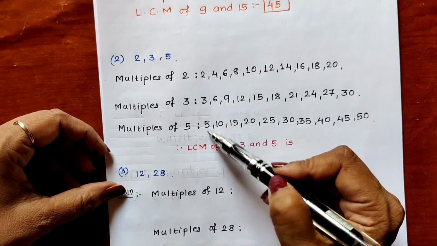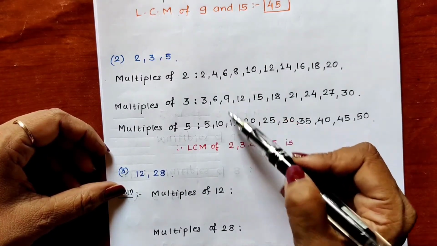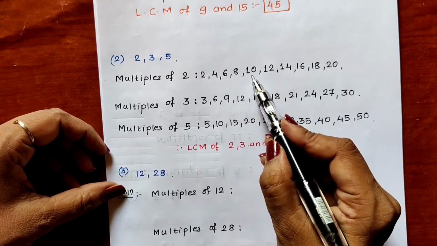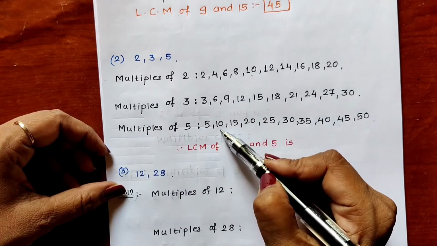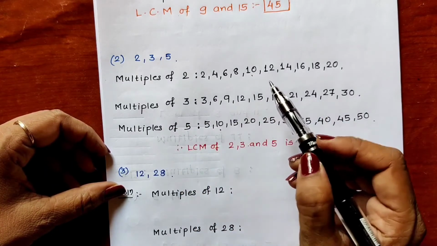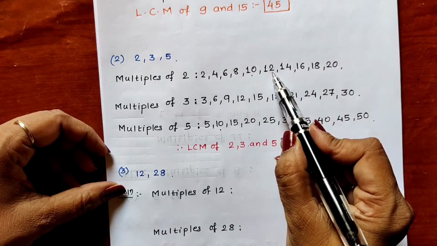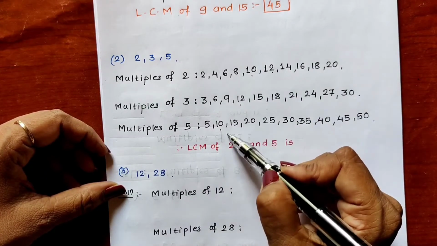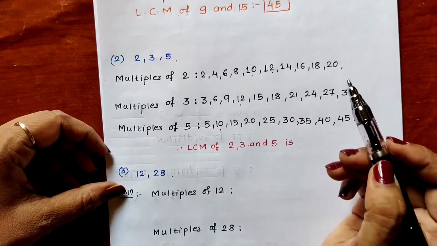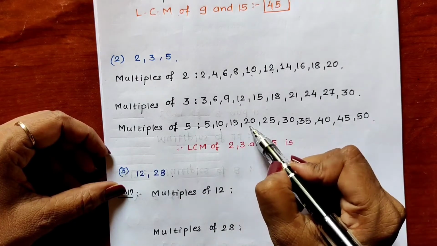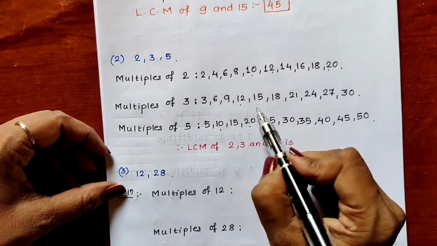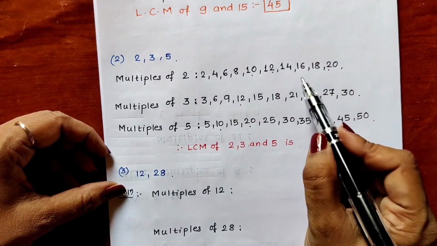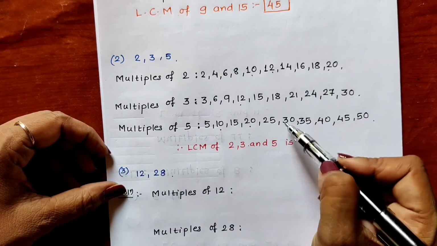Check 2, 4, no. 10 is there in 2, 10 is there in 5, but 10 is not there in the multiples of 3. 12 is there in 2, 12 is there in 3, but 12 is not there in the multiple of 5. 20 is there in 5, 20 is there in 2, but 20 is not there in the 3. So what should we do?